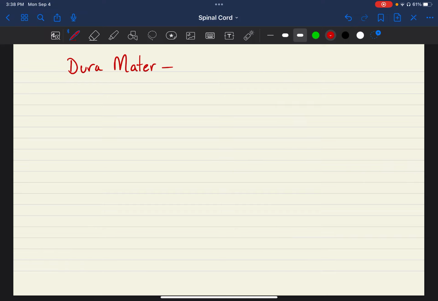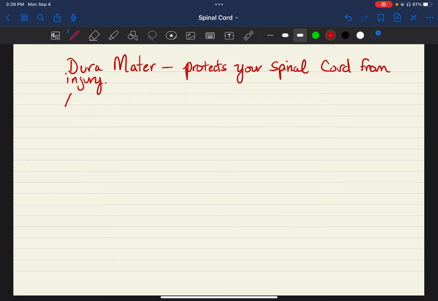If you want to write that down in your notebooks, let me write it in a simpler way. It protects your spinal cord from injury. Okay, then we have the arachnoid mater. Let me spell it out for you so you make note, because it might be a little difficult word.